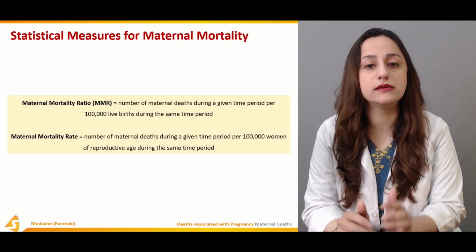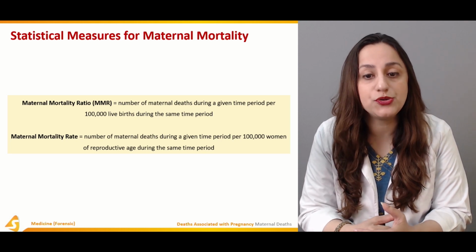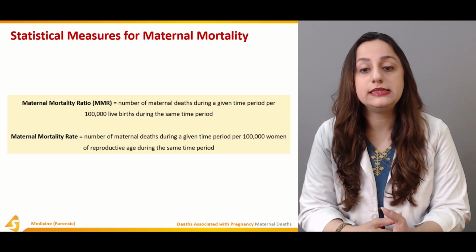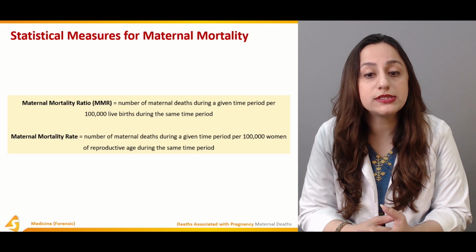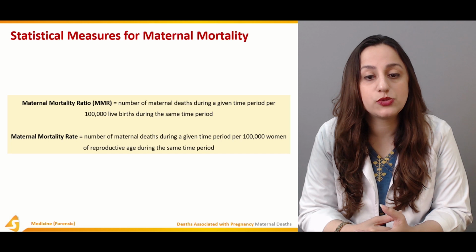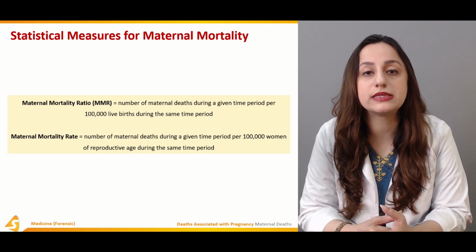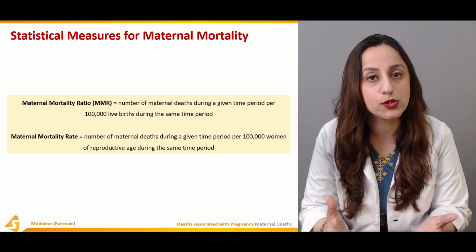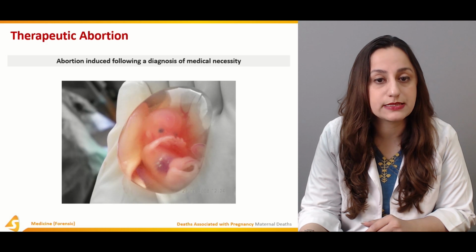The statistical measures that we have to keep in mind are the maternal mortality ratios. How do you define them? It's basically the number of maternal deaths during a given period per 100,000 live births during the same time period. The maternal mortality rate we define as the number of maternal deaths during a given time period per 100,000 women of reproductive age during the same time period. So these are the calculations, and they're statistically important for research purposes.